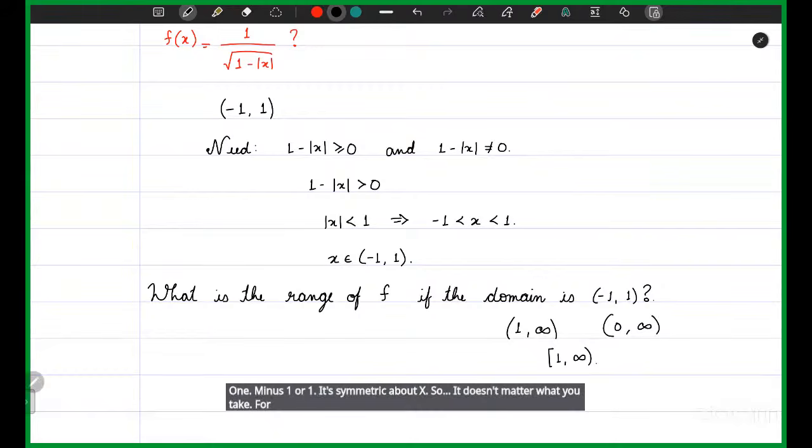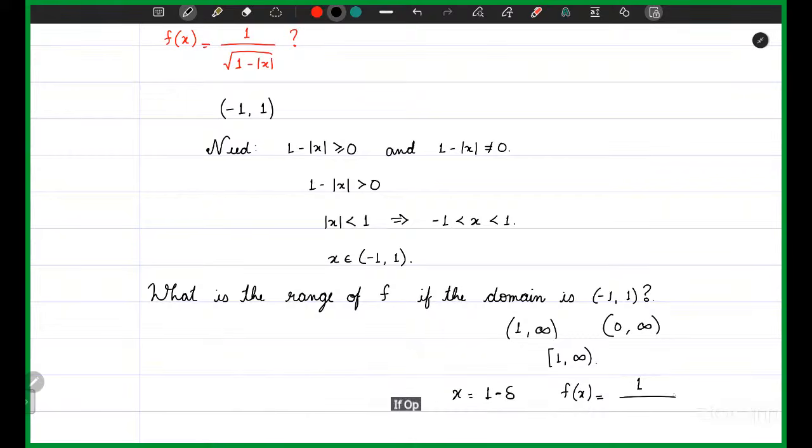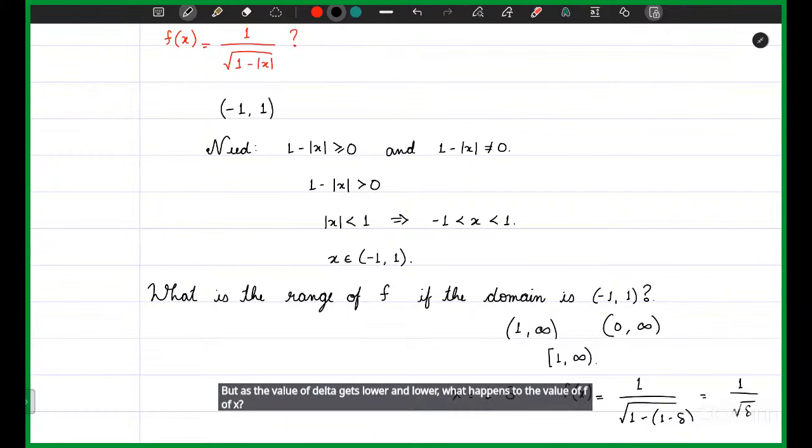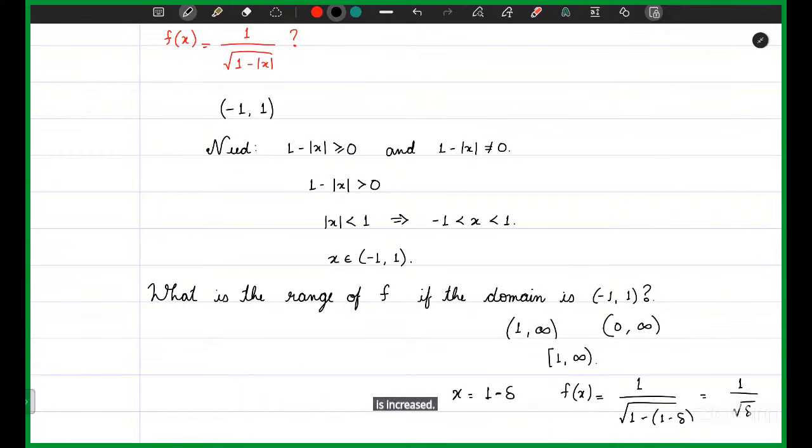For example, if I take 1 minus delta, let's say delta is a very small number, at x equal to 1 minus delta, what is f of x? f of x is 1 by square root of delta. And delta can be as small as you want. But as the value of delta gets lower and lower, what happens to the value of f of x? It shoots up, right?